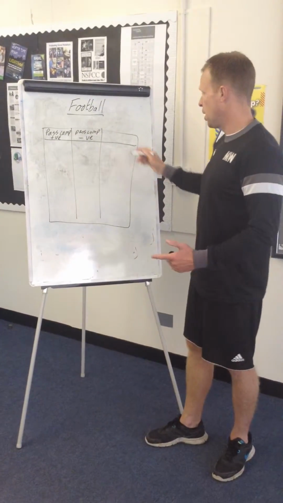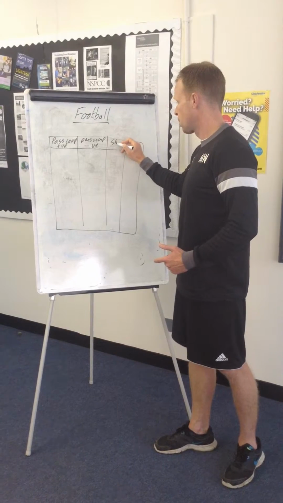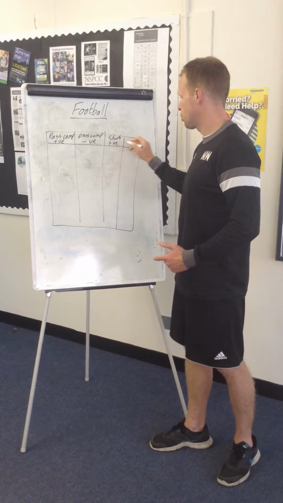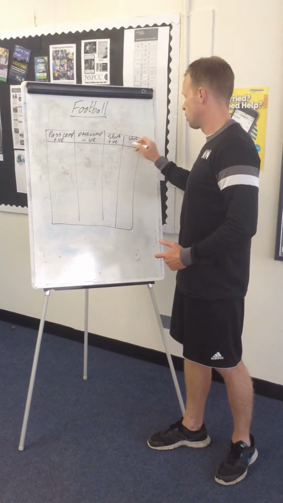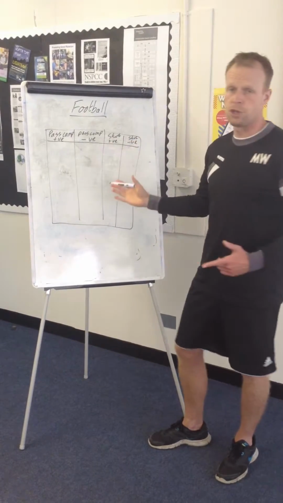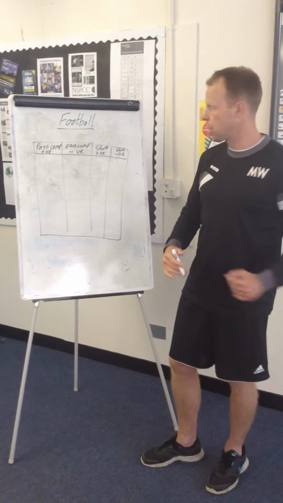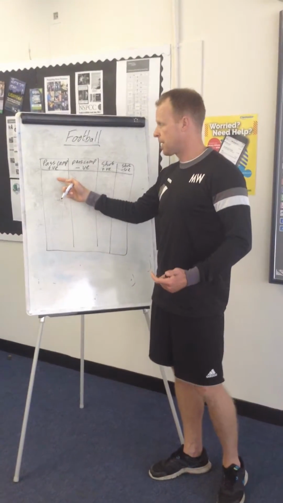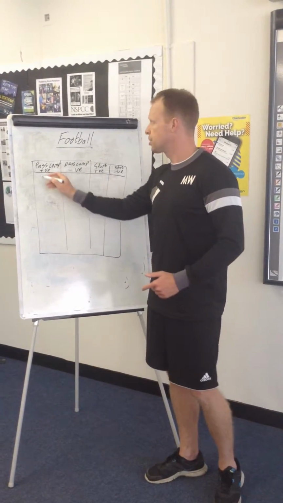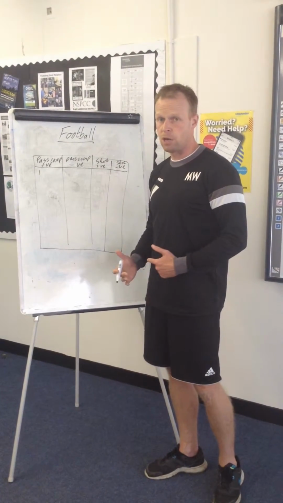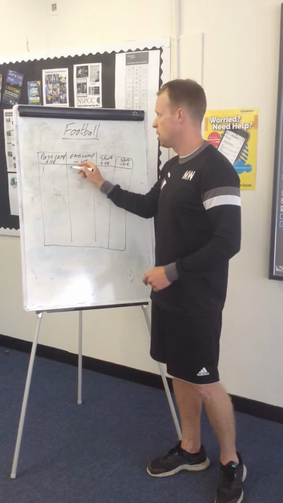I might do the same here for shots. I might have positive shots, and I might have negative shots. Obviously this would need to be done on a computer for you and would need to be a little bit neater. Then when I'm watching the clip on YouTube, which I'll show you where to find, every time my team has a pass, if it goes to one of my teammates, I'd put a tally in there. If it didn't go to one of my teammates, it would be a negative pass, so I'd put the tally in there.